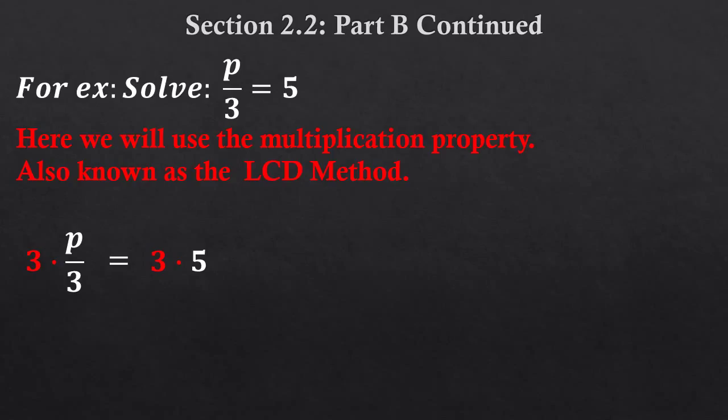If you notice on the left hand side, the 3's cancel out, leaving the p by itself on the left. And if you come to the right hand side, positive 3 times positive 5 equals positive 15. So p equals 15.